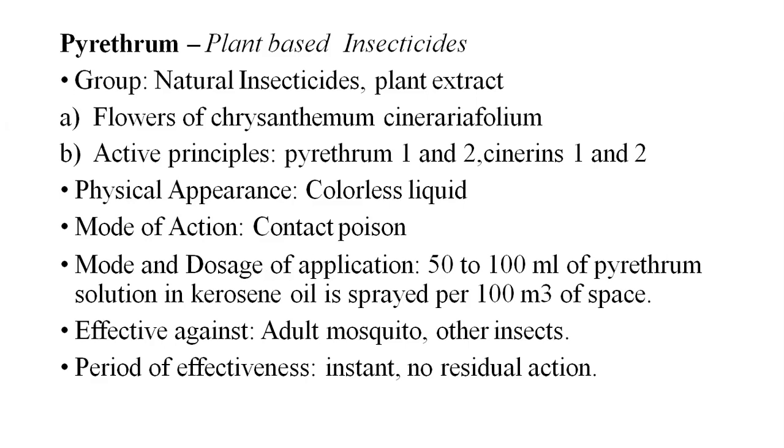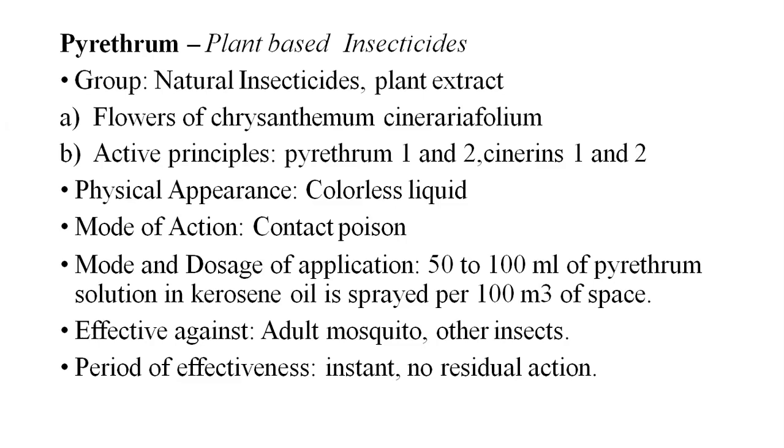Pyrethrum. It is a plant-based insecticide. It comes under the group natural insecticide and plant extract. It is obtained from the flowers of chrysanthemum cinerariifolium. Active principle: pyrethrin 1 and 2, cinerin 1 and 2. Physical appearance: colorless liquid. Its mode of action: contact poison.